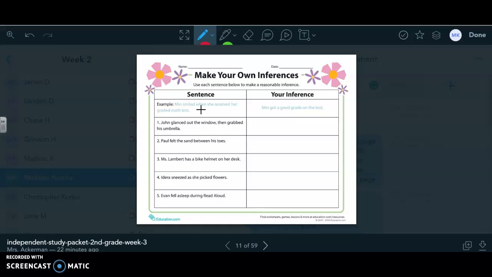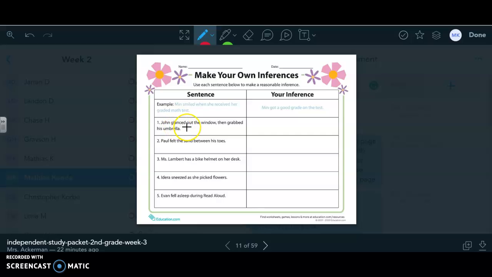It says, Min smiled when she received her graded math test. Well, if someone gets their graded math test back and then they start smiling, what do you think that would mean? It probably means Min got a good grade on her test, right? You probably wouldn't be smiling if you got a bad grade. So that's what you're saying. You're thinking about what that could mean, okay?